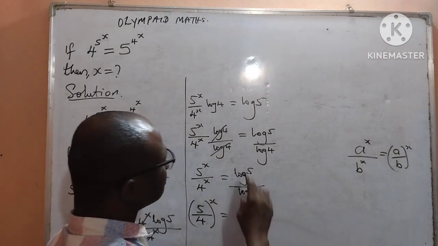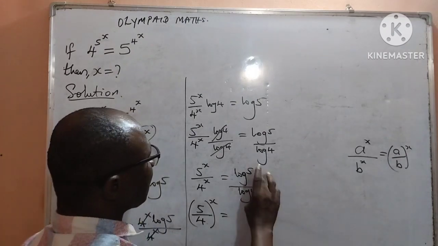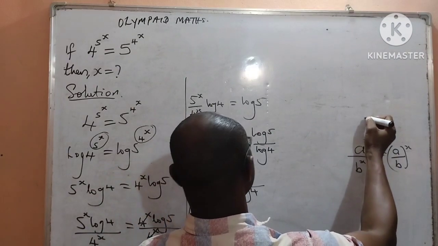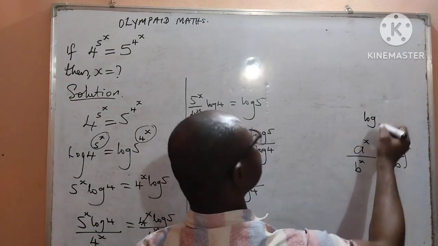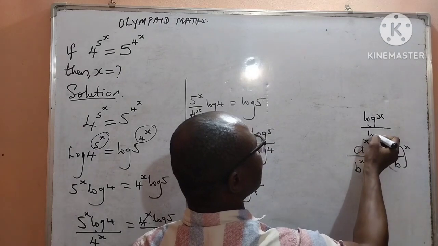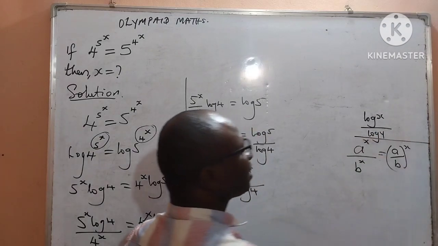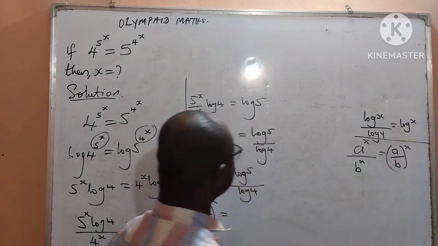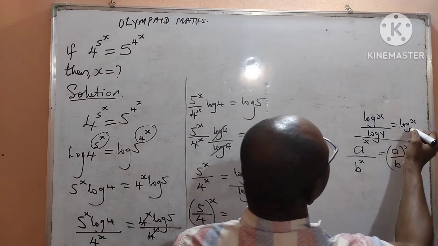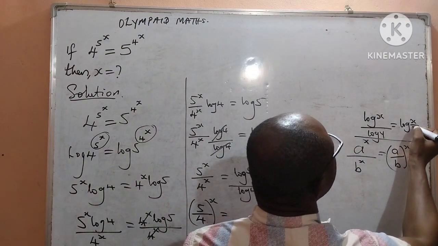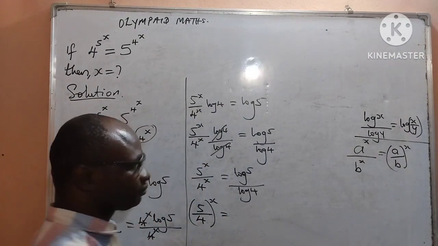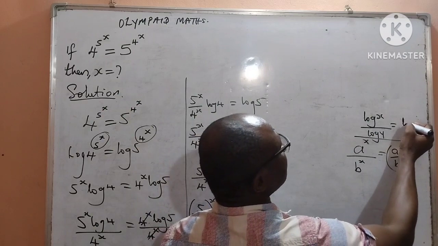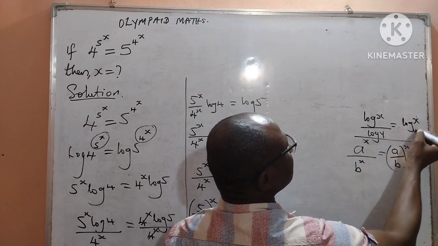Beautiful. Then, by the right hand side, I can apply the change of base law, which says that if I have the log of x divided by the log of y, this is the same thing as the log of x base y.